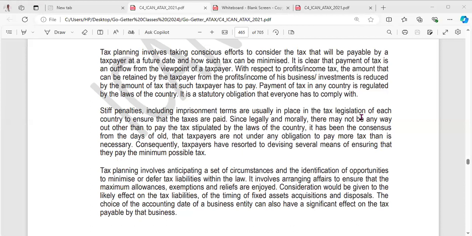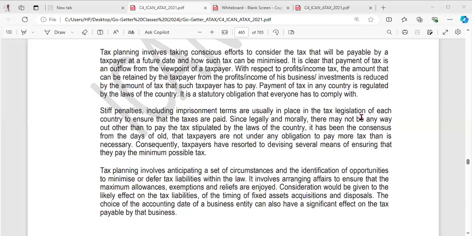It involves arranging your affairs to ensure that maximum allowance is achieved, maximum exemptions are obtained, maximum relief is enjoyed. Consideration will be given to the likely effect on tax liabilities of the timing of fixed asset acquisition and disposal. So sometimes when you are buying fixed assets and when you are disposing of them, it has an effect on how much allowance you could get.